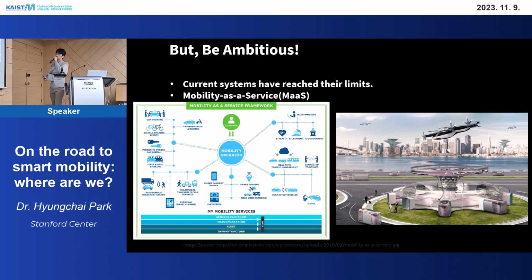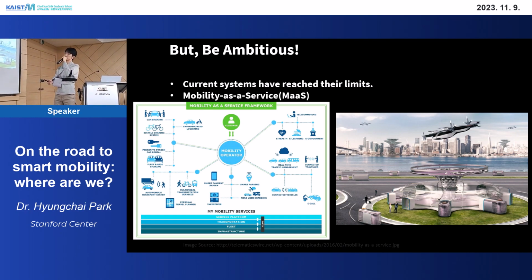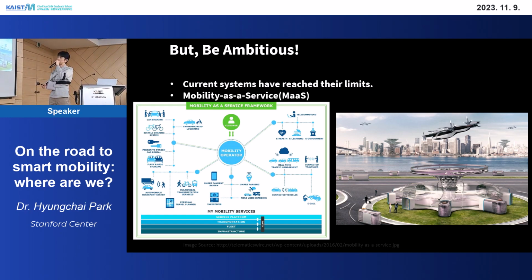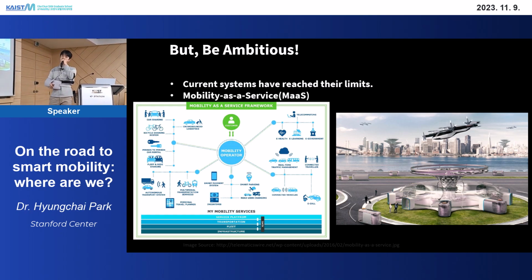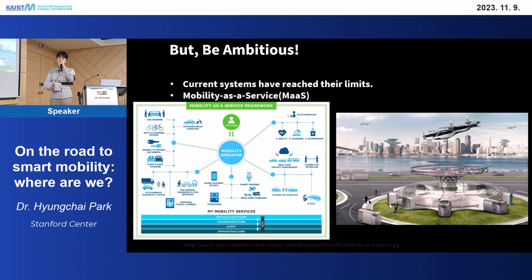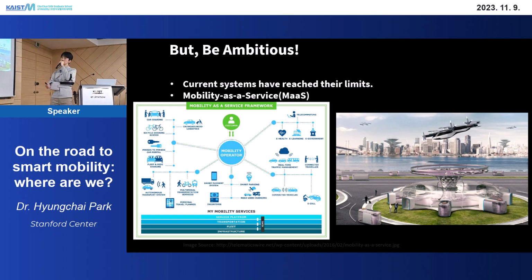But at the same time, you can be ambitious because the current mobility systems have reached their limits, in terms of pollution and in terms of society. As I said, the number of drivers in public transportation and the truck industry keeps decreasing. But we need to keep moving people and goods through those logistics. Then we need to do something to cope with that situation.